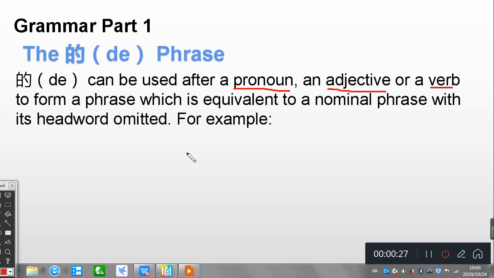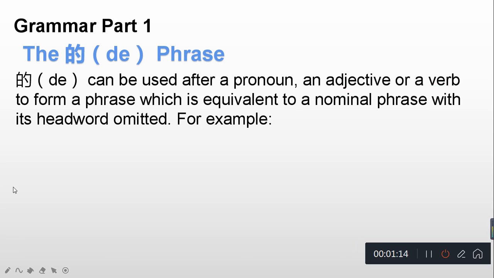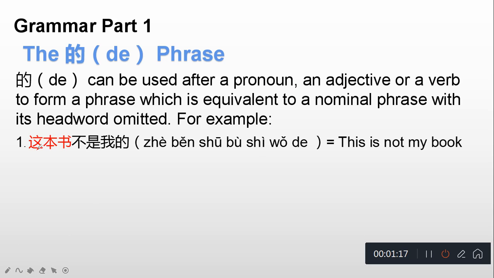Alright, first one. In English we say this is not my book. And in Chinese we say 这本书不是我的. So this book is not mine. You see here, this sentence ends with the 的, but this time there's nothing missing after 我的 because the subject is 书 and so does the object.